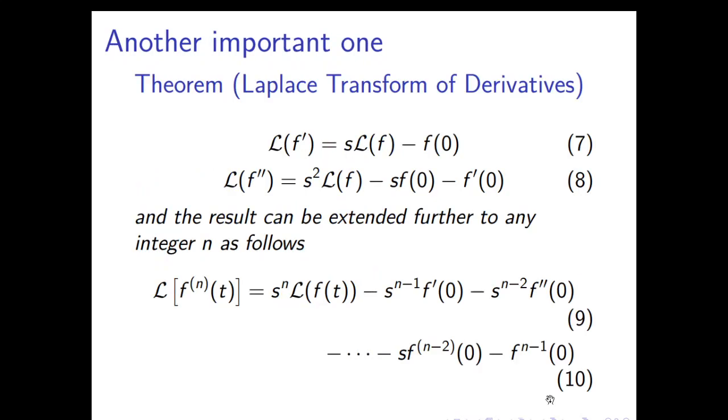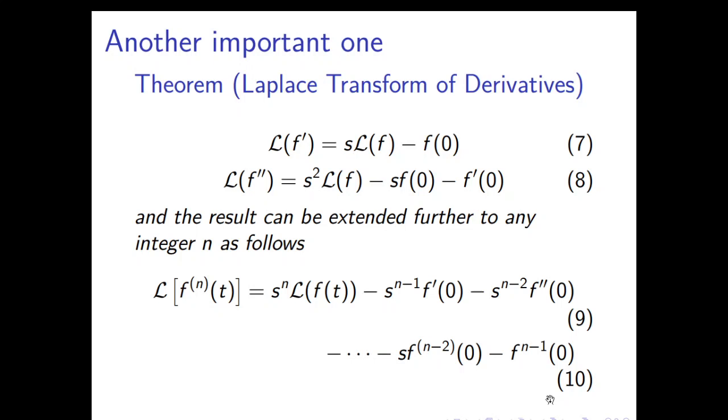Next, the Laplace transform of derivatives of functions. If f of t is a function with Laplace transform capital F of s, then the Laplace transform of f dash, the first derivative of f, is given by s into Laplace transform of f minus f of 0, and the Laplace transform of f double dash is equal to s square into L of f minus s into f of 0 minus f dash of 0.